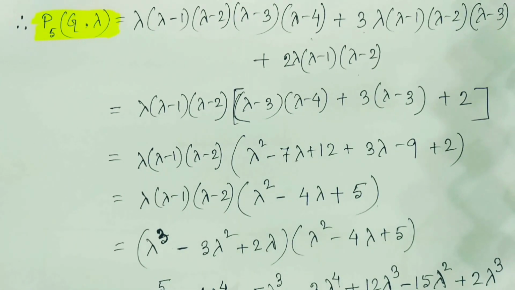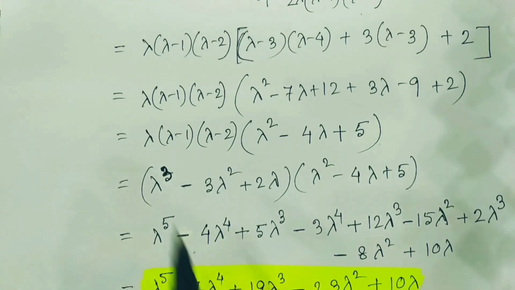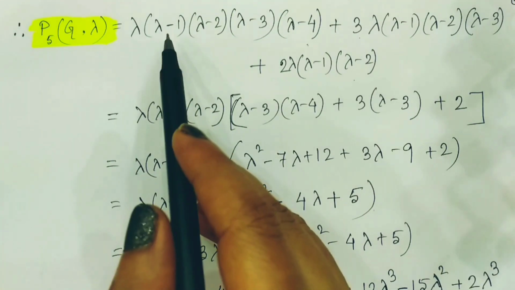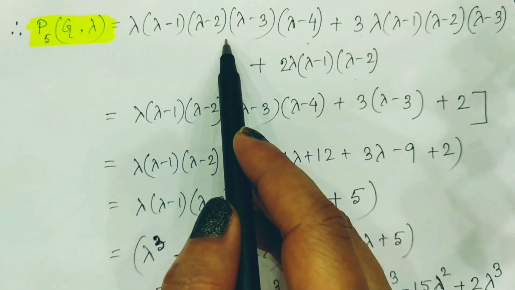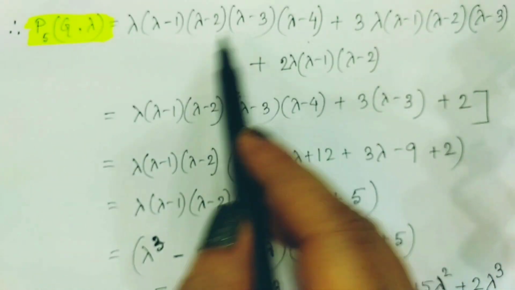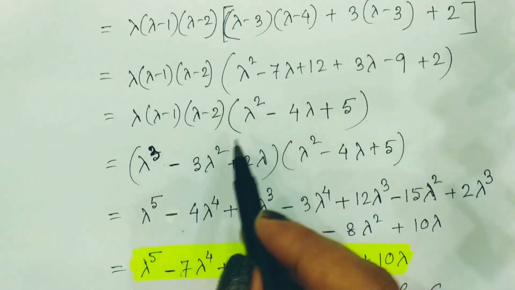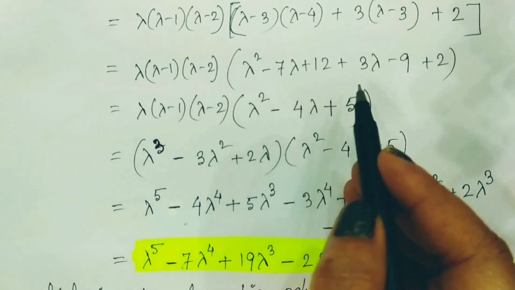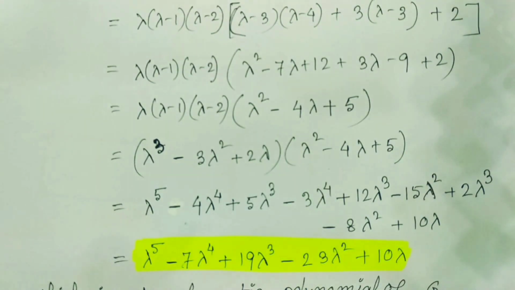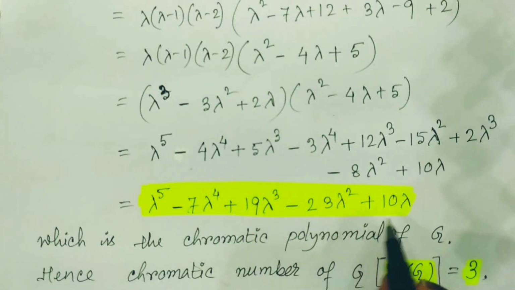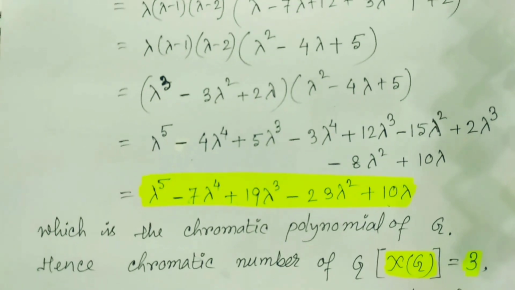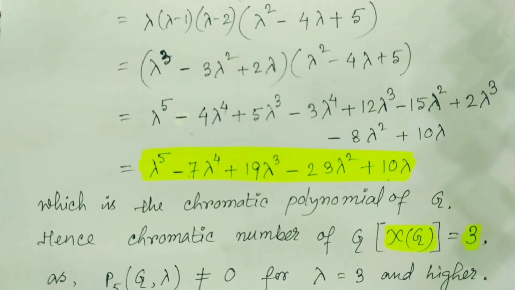So if we now simplify, we just take common lambda into lambda minus 1 into lambda minus 2 from all of this, because it is common everywhere. After taking common and simplifying, we will get this one, and finally we will get this one as the chromatic polynomial. So this is the chromatic polynomial of G.